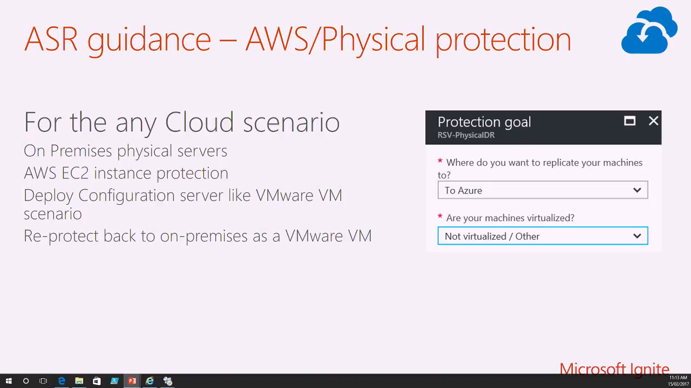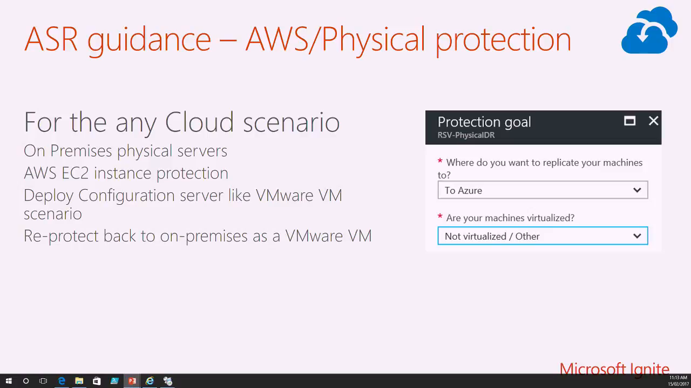For the AWS, the physical protection scenario, we're now selecting this option, not virtualized and other. So this works exactly the same as the VMware scenario. It uses a config server, it uses the mobility agent. The mobility agent, in this case, is not installed into a VMware VM, it's installed into a physical server.